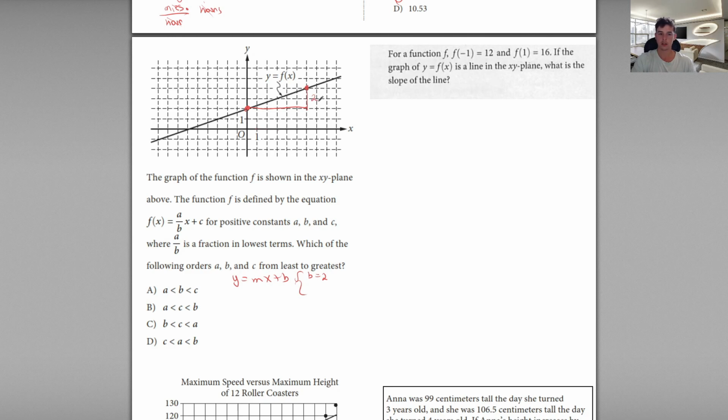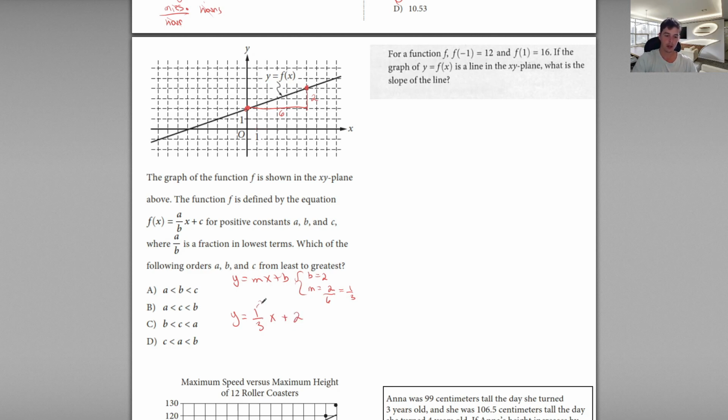So its rise is 2. So the slope is rise over run, right? Divided by the run, 1, 2, 3, 4, 5, 6. So 2 over 6. But remember, it's got to be in lowest terms. That's equal to 1 over 3. So y equals 1 over 3 x plus 2.